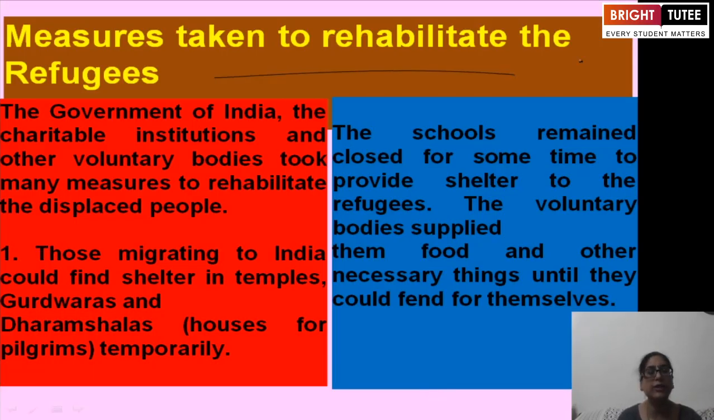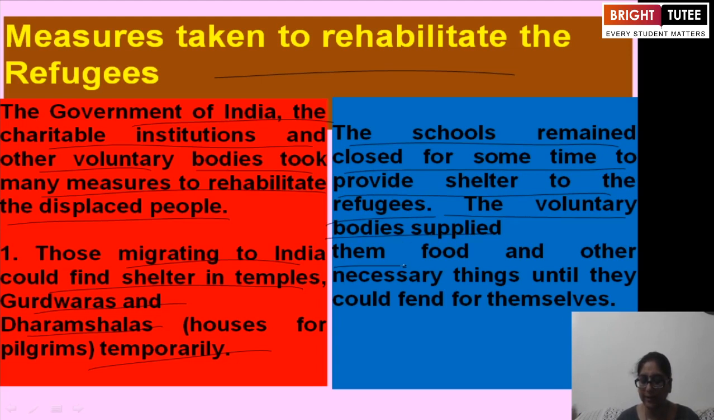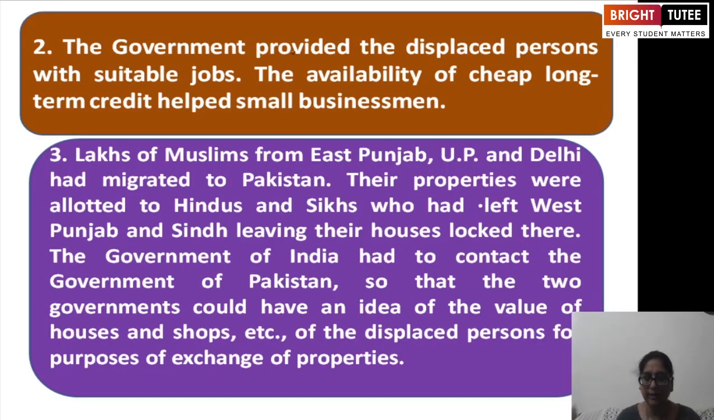Now, there were measures also taken to rehabilitate the refugees. The government of India, the charitable institutions, and other voluntary bodies took many measures to rehabilitate the displaced people. Those migrating to India could find shelter in temples, gurdwaras, and dharamshalas, and that too temporarily. The schools remained closed for some time to provide shelter to the refugees. The voluntary bodies supplied them food and other necessary things until they could fend for themselves. The government provided the displaced persons with suitable jobs, so that at least people could start their livelihood. The availability of cheap long-term credit helped small businessmen. So loans were also provided.